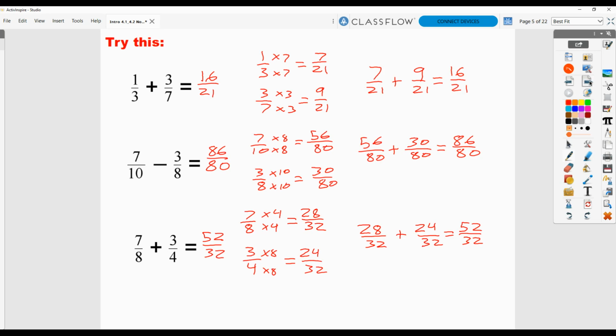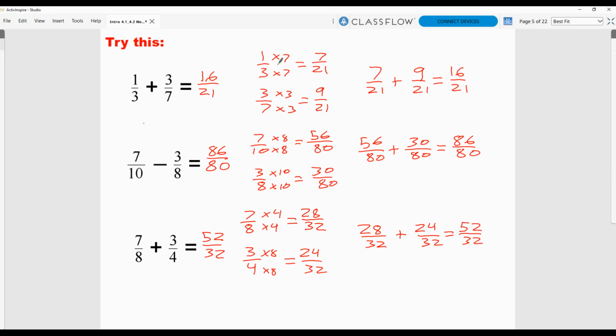Our first one, we got 16 over top of 21 was our answer. If you take a look at the math, here's the setup. This fraction got multiplied by 7. This one got multiplied by 3. This is what we ended up with. They got like denominators. Add them together, we had 16 over 21.